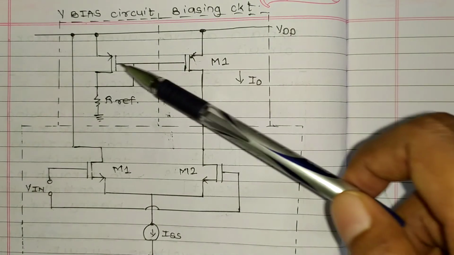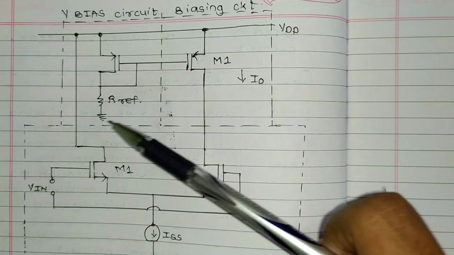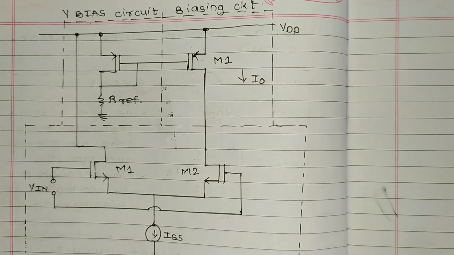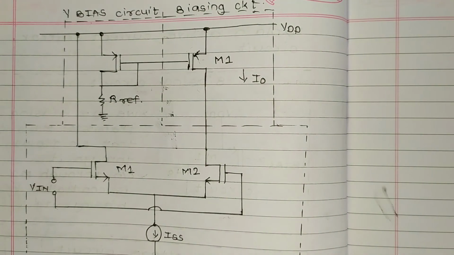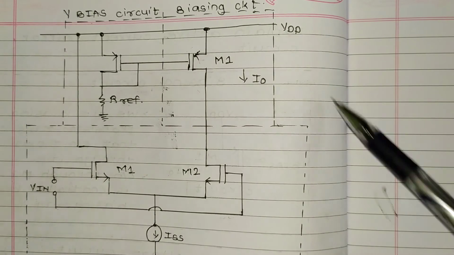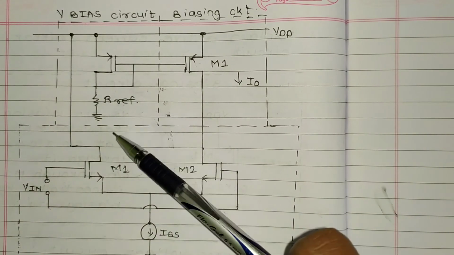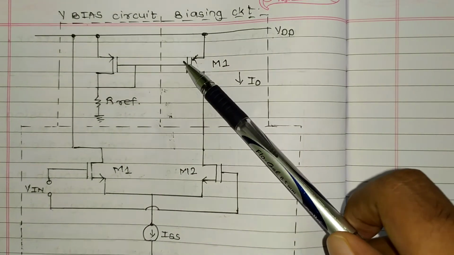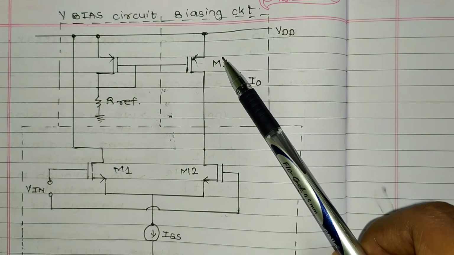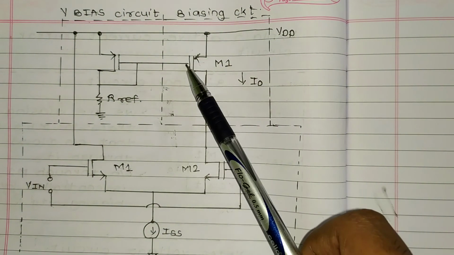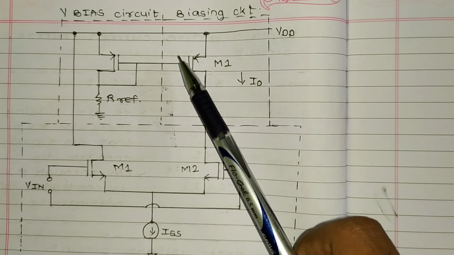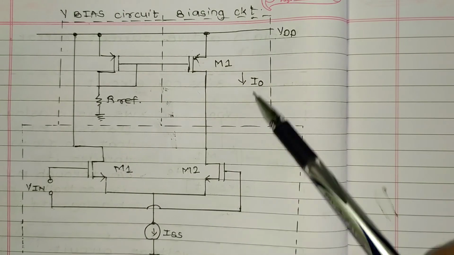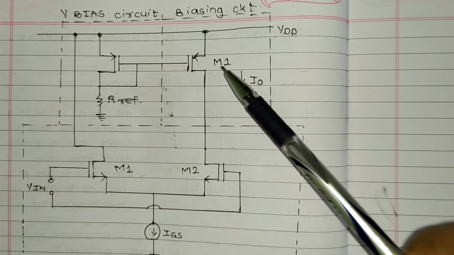After joining these two, the V bias circuit and the biasing circuit, we create a current mirror source. VDD is common here. Then RF, the reference resistor, can be varied, and thus V bias can be varied and given to M1. So the V bias which is applied here can be varied, and so I0, the current through this MOSFET of the biasing circuit, can be varied.